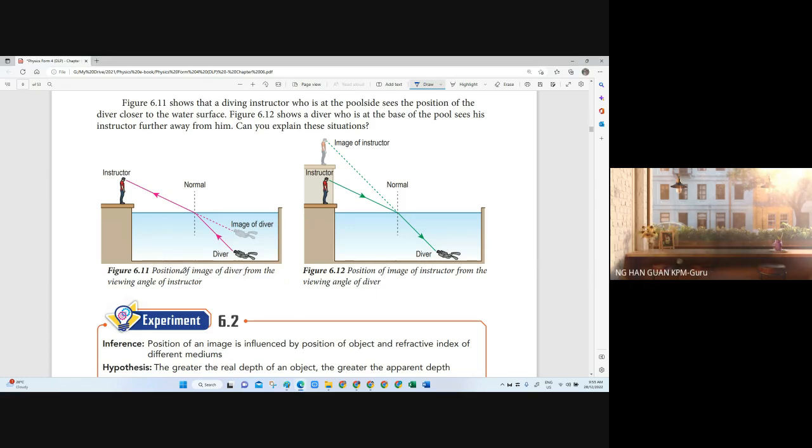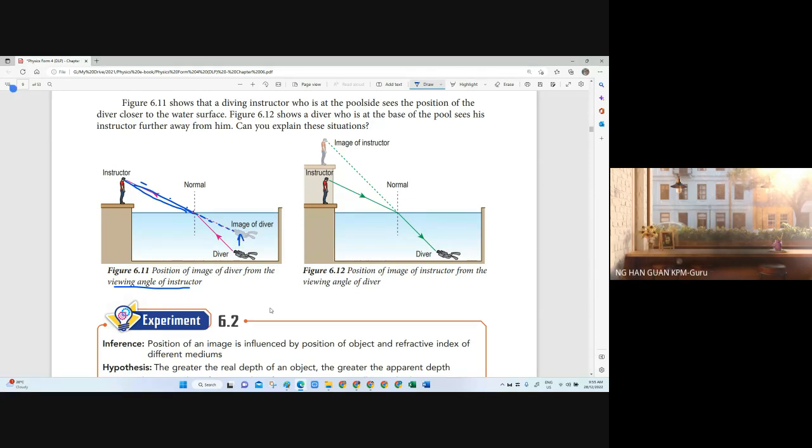So you see, the position of the image of the diver is from the viewing angle of the instructor. The instructor is the one to see where the diver is. So that's why we have to treat the diver as an object here. Draw the line just like I showed you just now. You go here, bend away, refracted away with a bigger angle, and then from the refracted ray line, you continue a straight line, and the image will appear vertically upwards here.